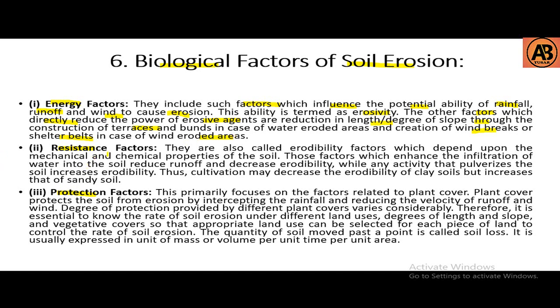Then number 2 is resistant factors. They are also called erodibility factors, which depend upon the mechanical and chemical properties of the soil. Those factors which enhance the infiltration of water into the soil reduce runoff and decrease erodibility, while any activity that pulverizes the soil increases erodibility. Thus, cultivation may decrease the erodibility of clay soils but increases that of sandy soils.